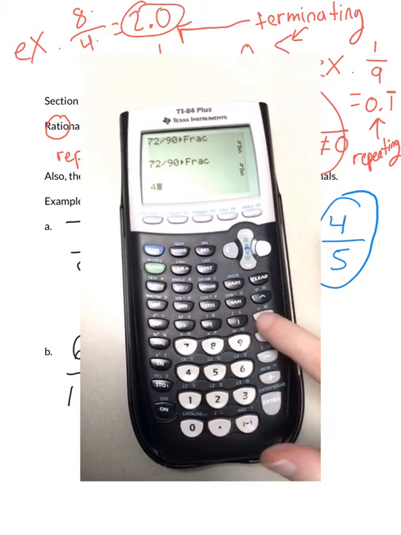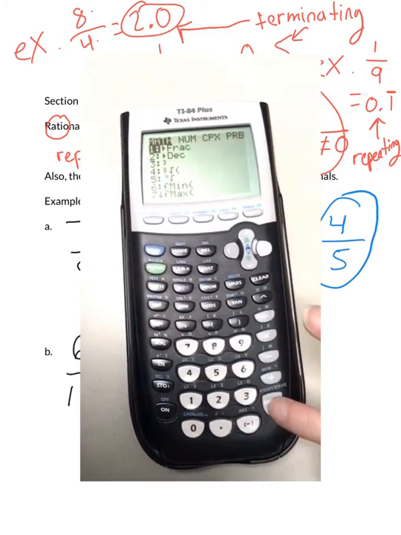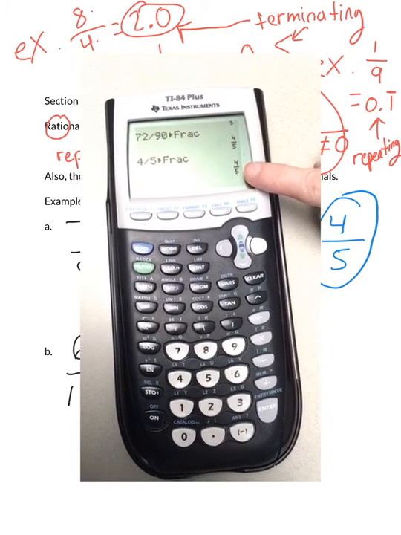Like if I do 4 divided by 5, it's already simplified. So when I do math, enter, enter, it just comes back with the same fraction again. But it doesn't hurt to check.